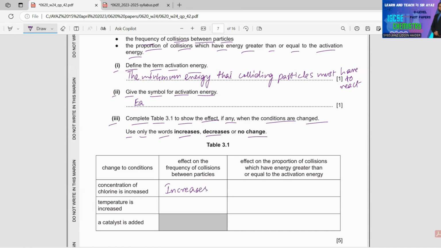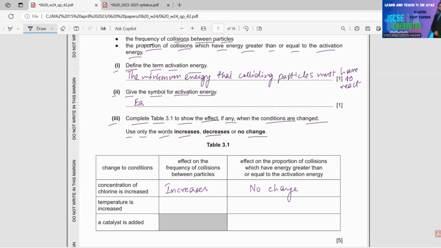What about the effect on the proportion of collisions which have energy greater than or equal to the activation energy? You are only increasing the concentration, you are not increasing the energy. So it has no change or no effect. So you write no change here. Don't write no effect, because they have already mentioned use only the words increases, decreases, or no change.